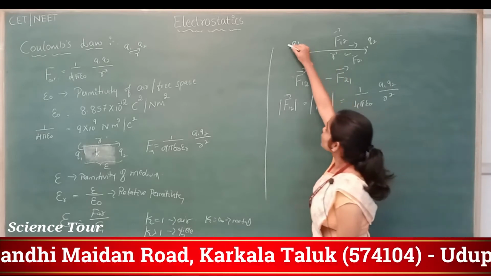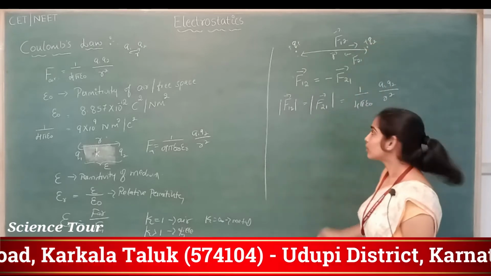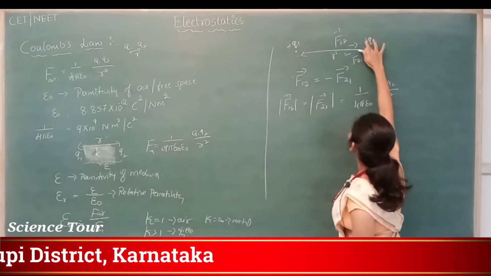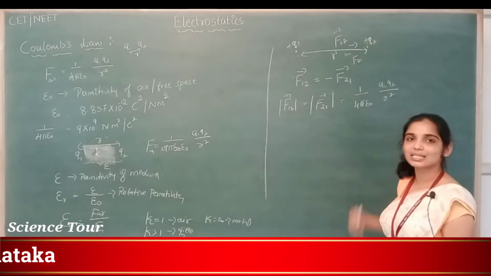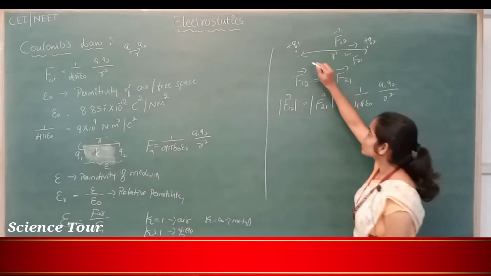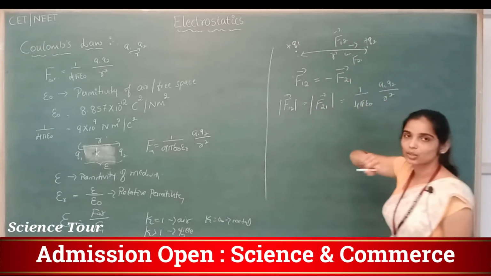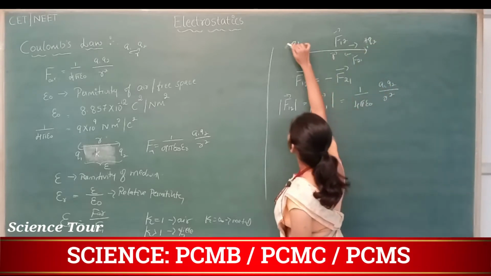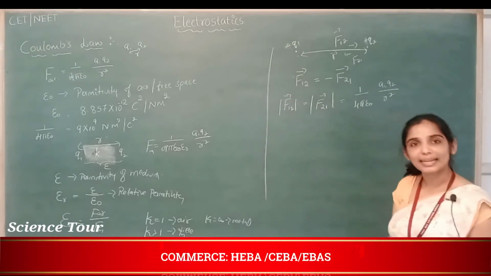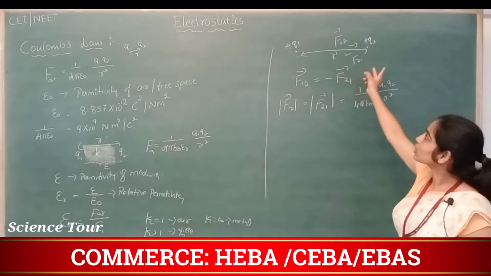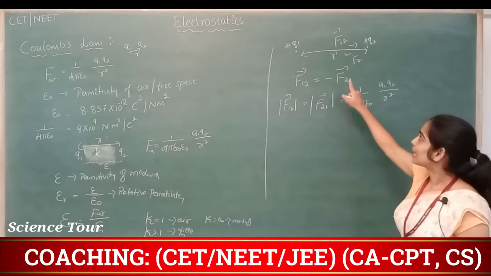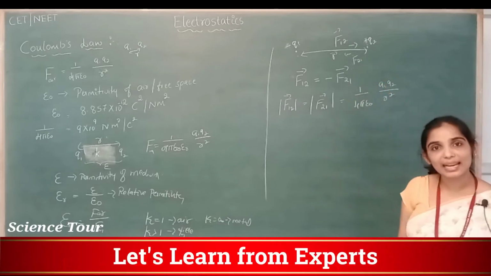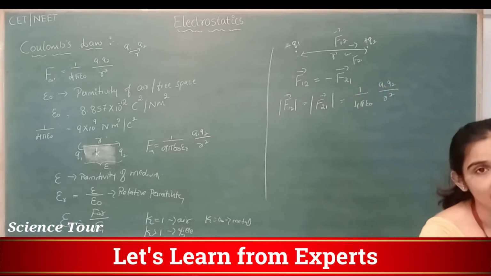If Q1 is positive, Q2 is also positive, then this is repulsive force. If Q1 is negative, Q2 is also negative, then it is repulsive force. If Q1 is positive, Q2 is negative, then it is attractive force. If Q2 is positive, Q1 is negative, it will be attractive force. So, if these two charges are like charges, then electrostatic forces are repulsive. If these two charges are unlike charges, electrostatic forces are attractive.